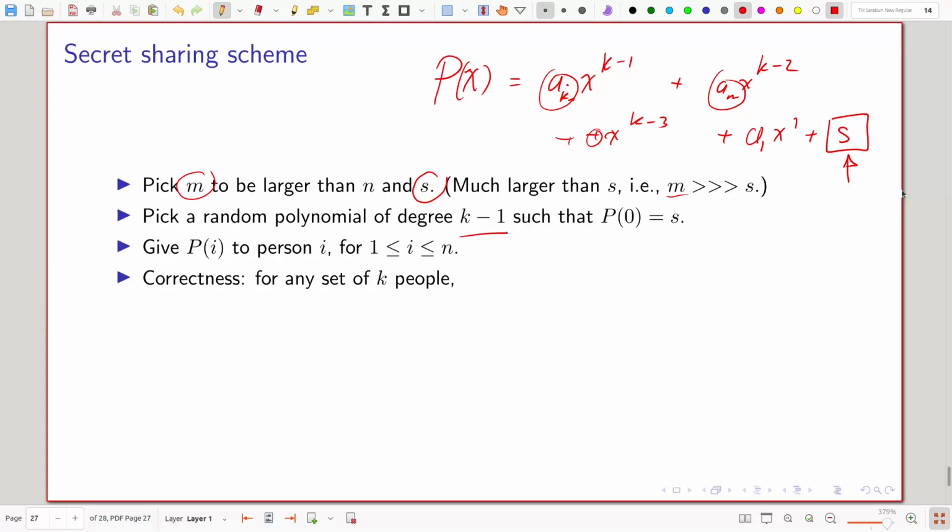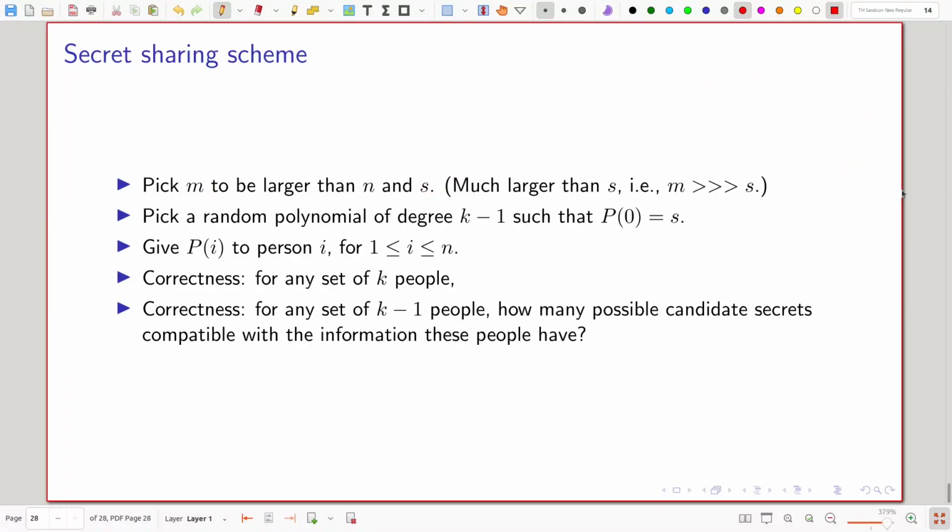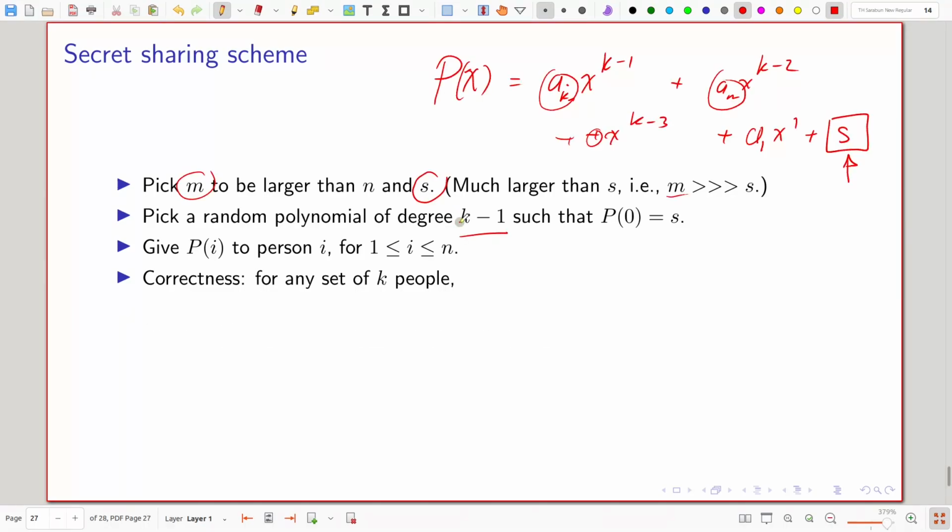Okay. And then you give P(i) to each person. Person 1 gets P(1), person 2 gets P(2). So they know x as well. That will be easy, but you can also give x, that will be fine as well. And then for any set of k people, they can recover P, because of Lagrange interpolation.